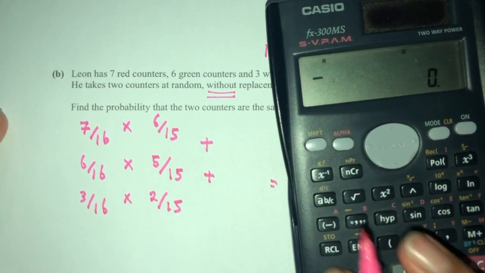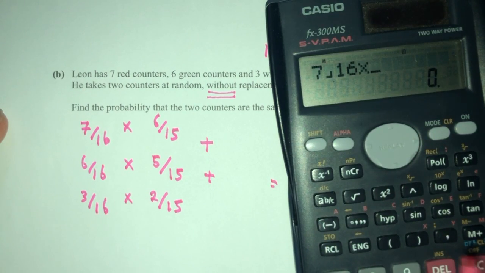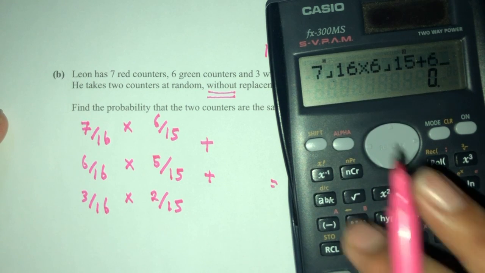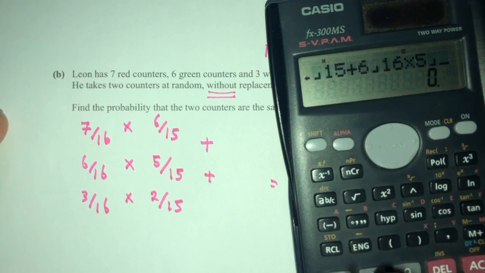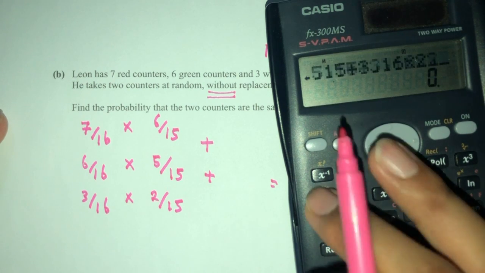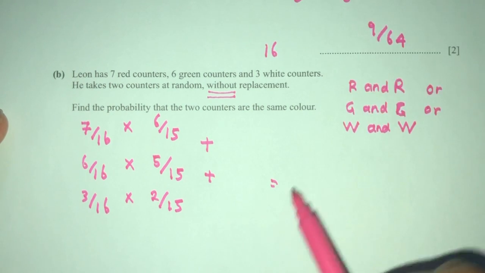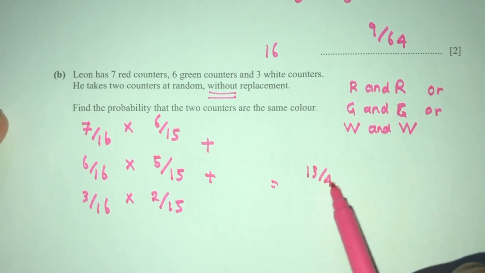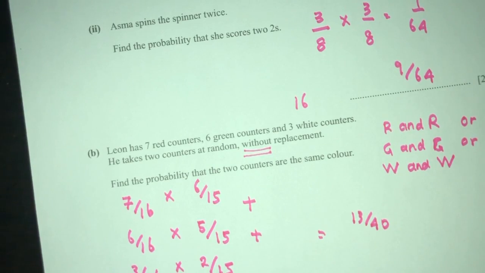So let's try this. 7 over 16 times 6 over 15 plus 6 over 16 times 5 over 15 plus 3 over 16 times 2 over 15. That should be 13 over 40 as your answer for part B of your question.